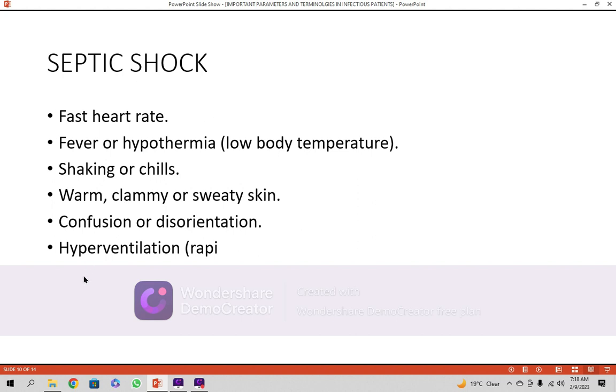Their vicious cycle starts, and the body is highly reactive against this, with fast heart rate, tachycardia, fever or hypothermia, shaking chills, warm, clammy, sweaty skin, hypotension, confusion, deterioration, hyperventilation. So, if the condition is associated with severe hypotension, that is called a shock state. Shock occurs because of the septicemia or SIRS. This is called septic shock.